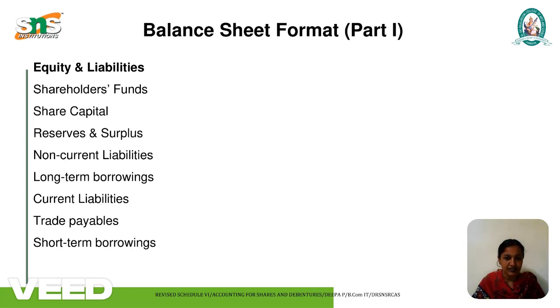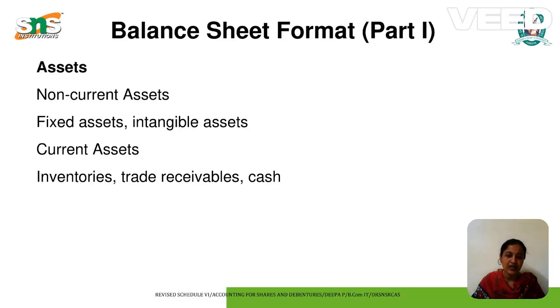Then non-current liabilities, if there are any long-term borrowings, then current liabilities. Then trade payables. Trade payables are nothing but bills payable. Then any short-term borrowings should be shown in the equity and liabilities column. Next is assets. On the asset side, first we write non-current assets, then fixed assets, intangible assets like goodwill, then current assets, then inventories, then bills receivable, and cash should be shown.